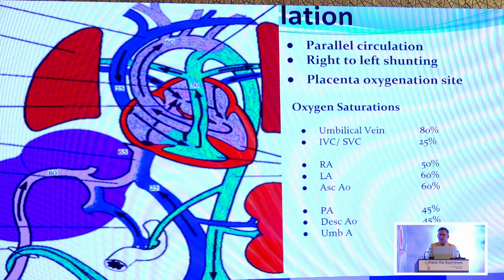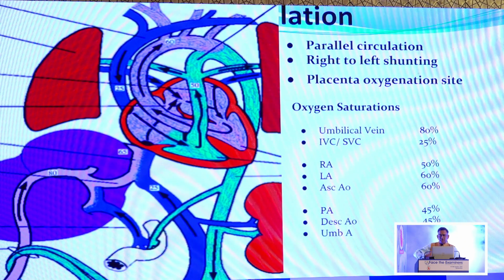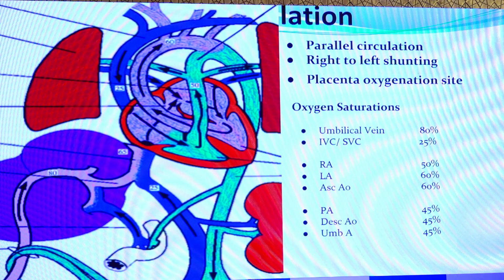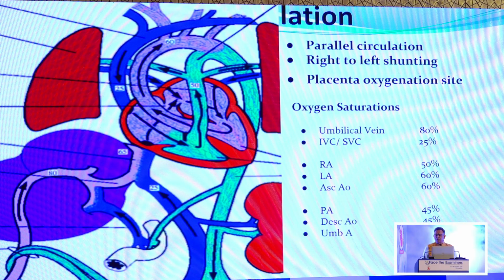When the umbilical vein is carrying the blood, it carries 80%. So that is the highest saturation compared to 95 or 100% in the pulmonary vein. Here it is 86%, 80%. Inferior vena cava and superior vena cava both carry 25%. Right atrium, 50%. But the left atrium, because of selective shunting of blood of the ductus venosus through the eustachian valve, has 60%. So ascending aorta, the brain, receives 60%. Pulmonary arteries, descending aorta, umbilical arteries, they all have 45%.